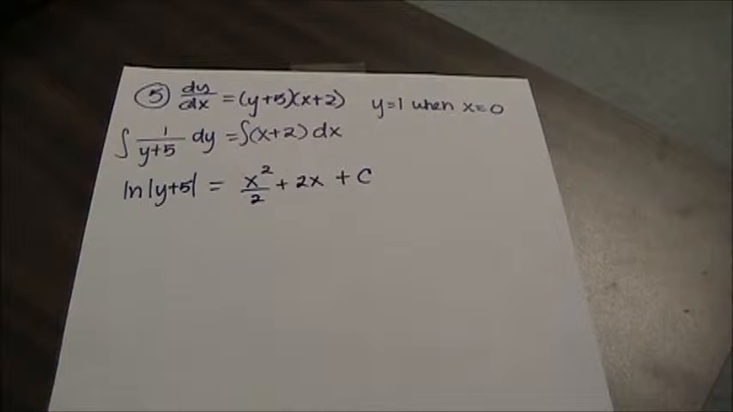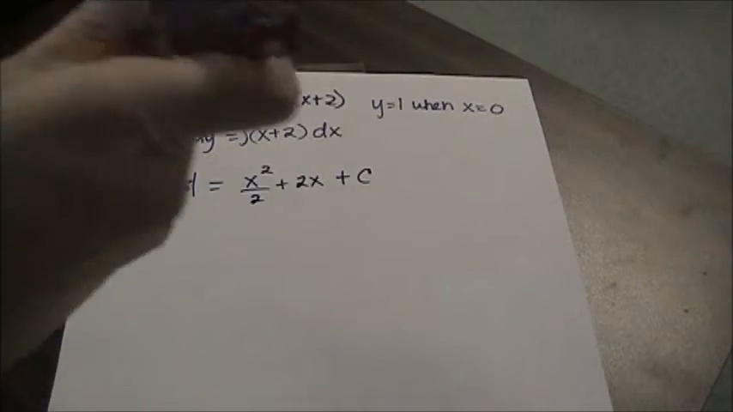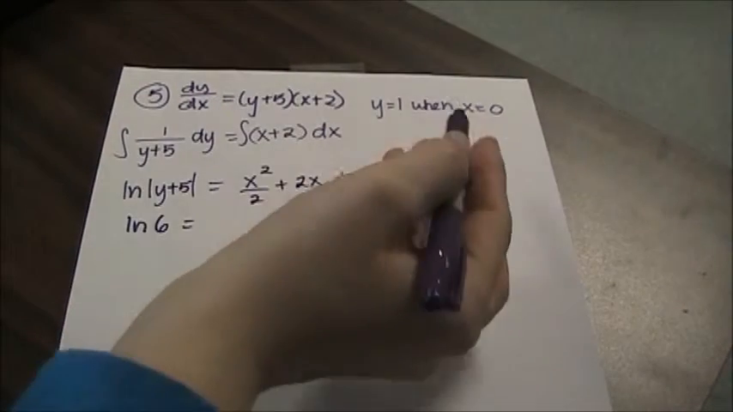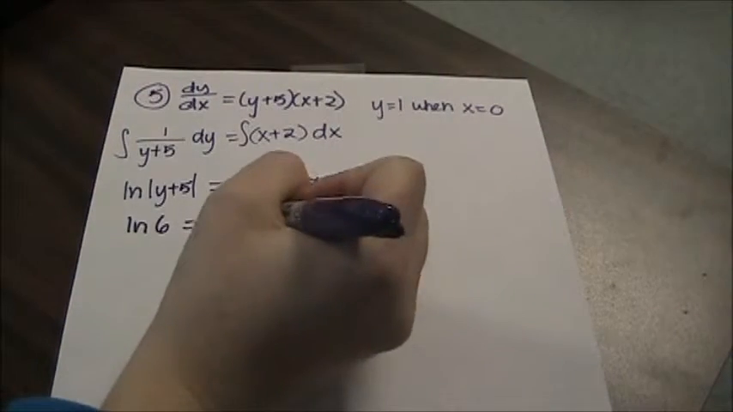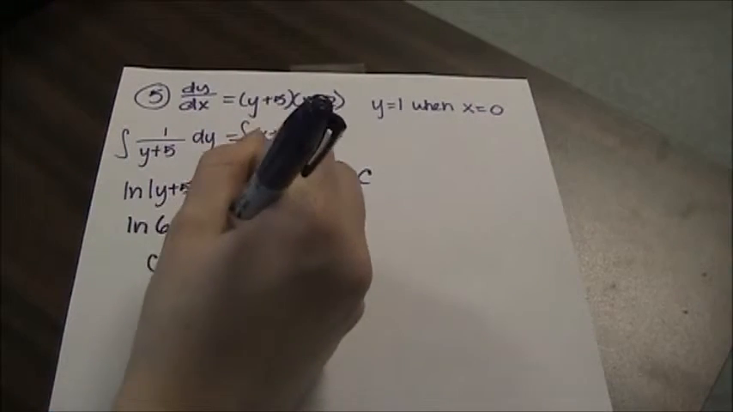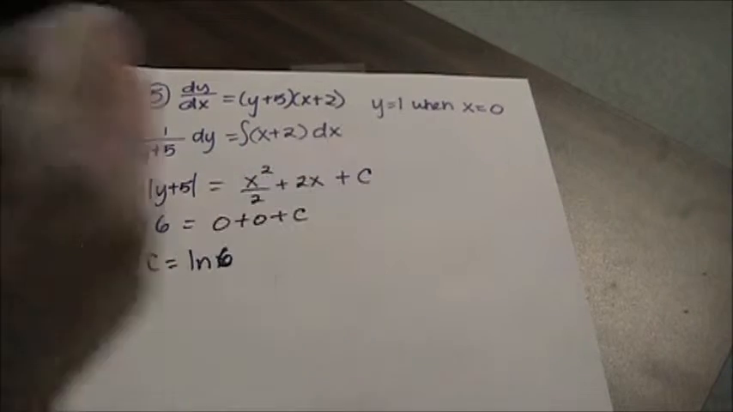And then the next step that I take is I plug in my initial condition and solve for c. So y equals 1, x equals 0. Plugging that in, I get natural log of 6 equals, x is 0, so this becomes 0 plus c. So c equals natural log of, excuse me, not x, 6.